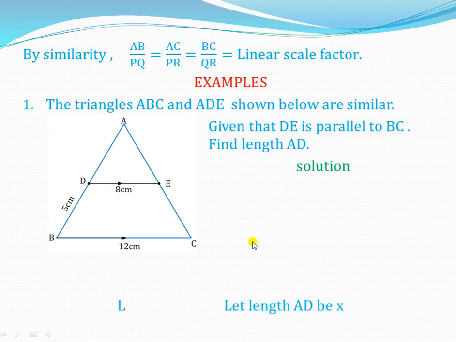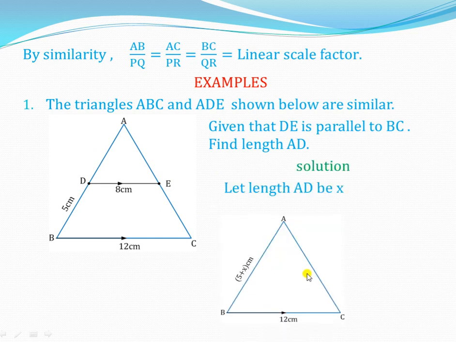When I call it X, then it means for the bigger figure ABC, the whole length BA will be 5 centimeters plus X centimeters. That is why I'm saying 5 plus X centimeters. This BC will remain as 12 centimeters. And that is how this figure came about.